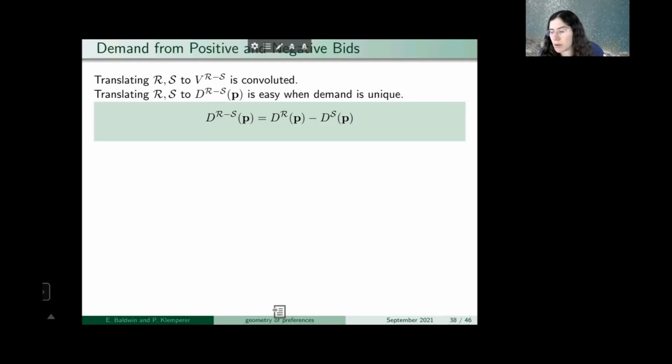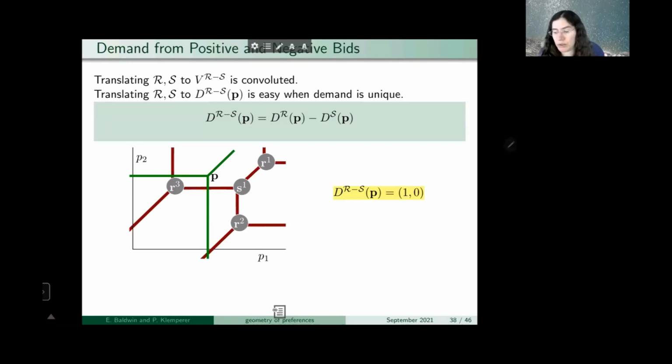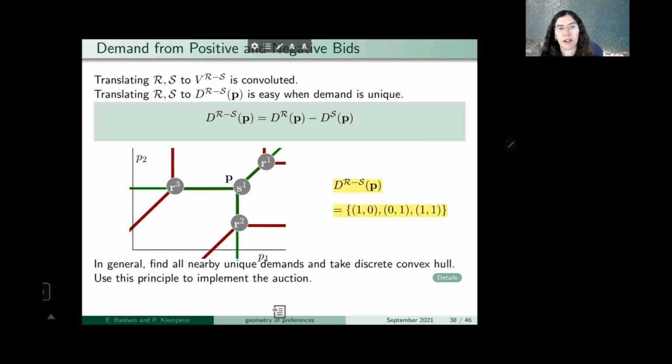Well, it's perfectly straightforward when demand is unique. It's the demand corresponding to the positive ones minus the demand corresponding to the set that we're going to call the negative ones. So for example here, I've got a negative one at the middle here, that's an S1, so I'm going to take it away again. So I've got three dots that I've accepted on good one, but one of those is negative, so I take that away, so I've got a total demand of one unit of good one here. And for the prices at which demand is non-unique, you just take the convex hull of prices nearby.